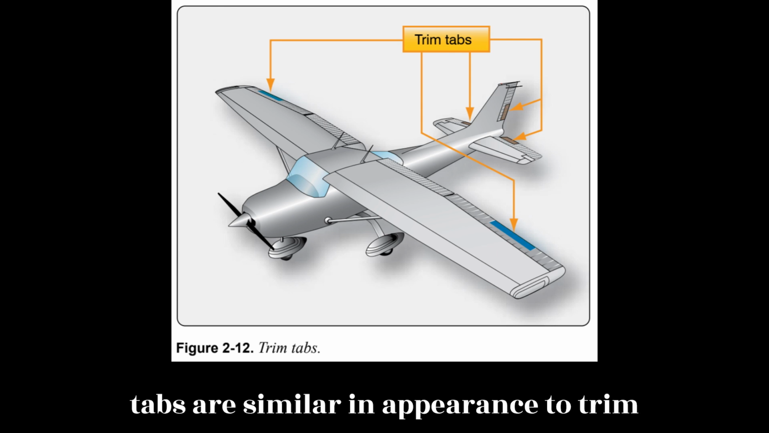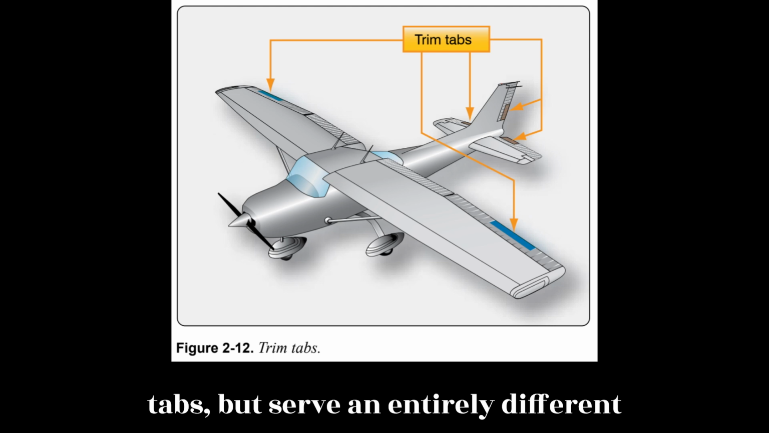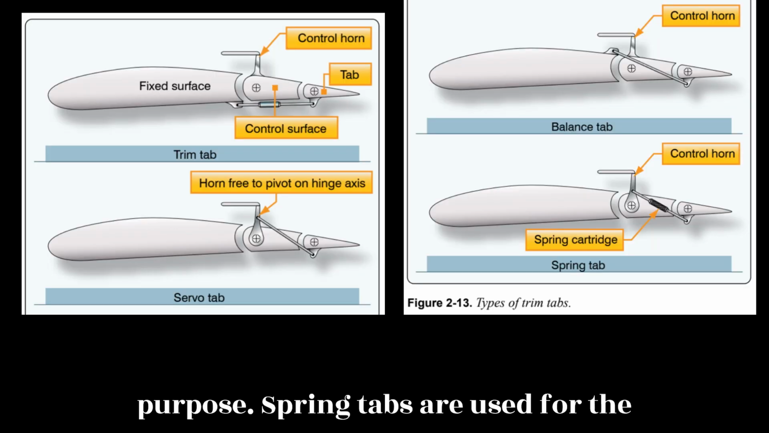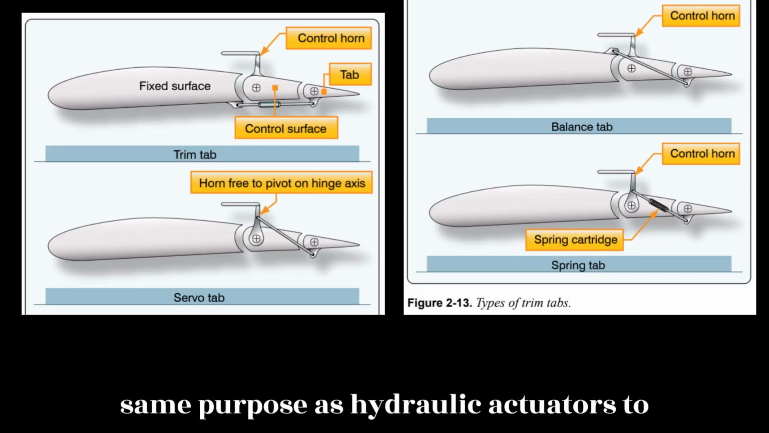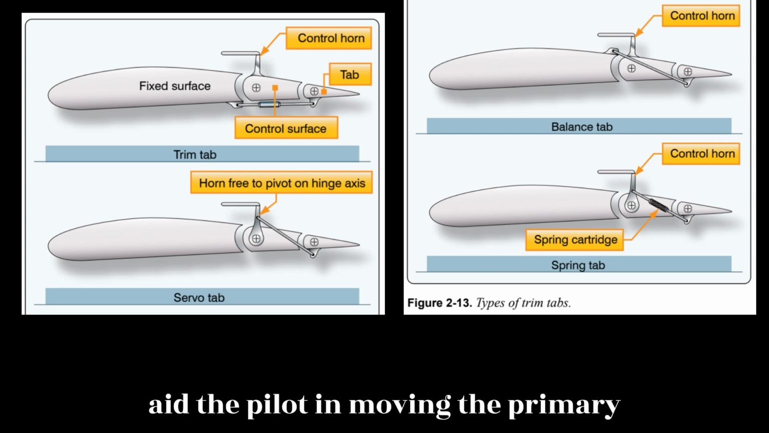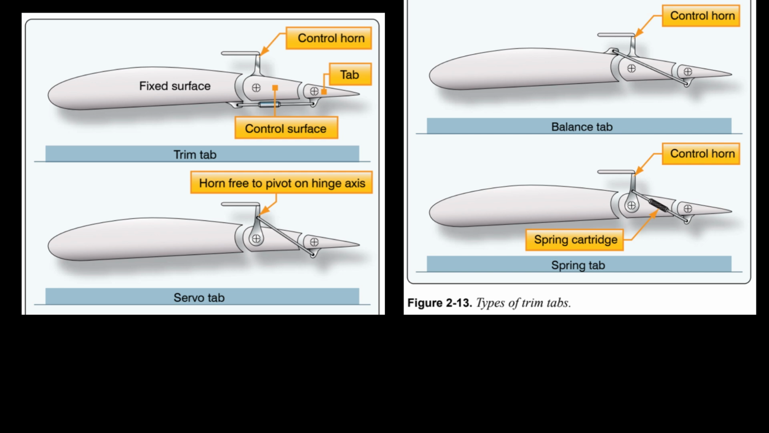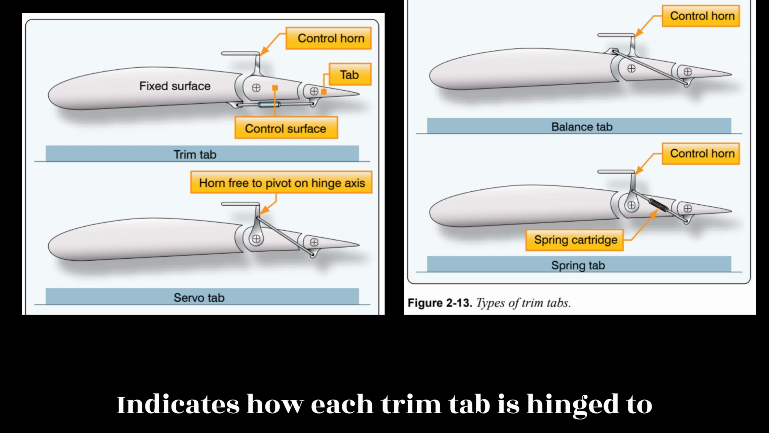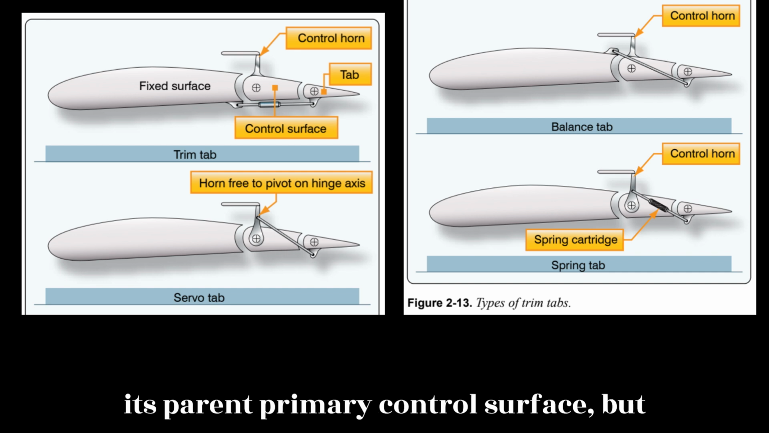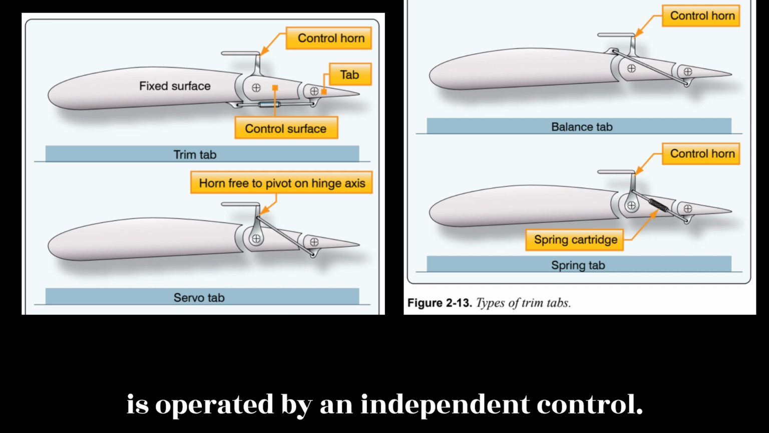Spring tabs are similar in appearance to trim tabs, but serve an entirely different purpose. Spring tabs are used for the same purpose as hydraulic actuators, to aid the pilot in moving the primary control surface. Figure 2.13 indicates how each trim tab is hinged to its parent primary control surface, but is operated by an independent control.